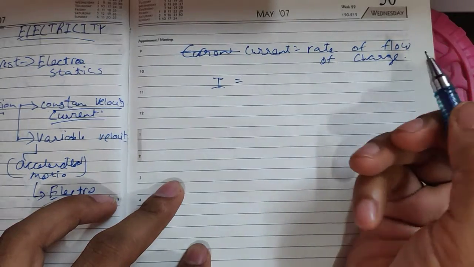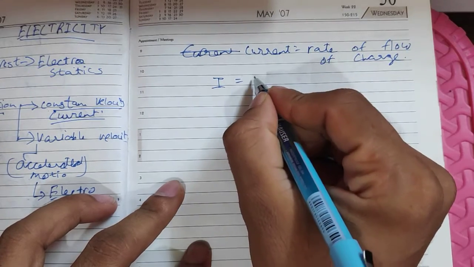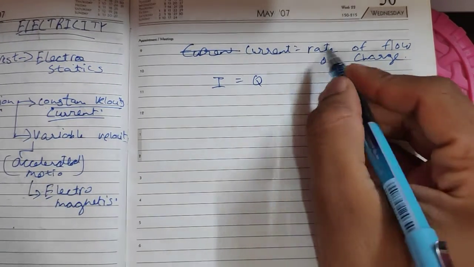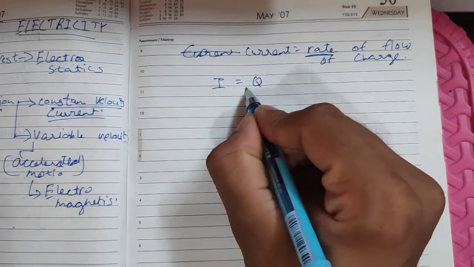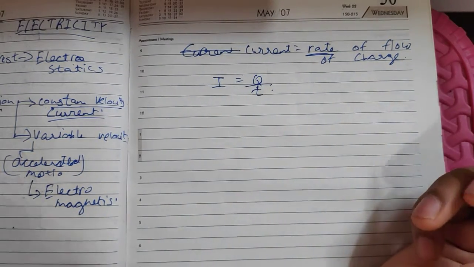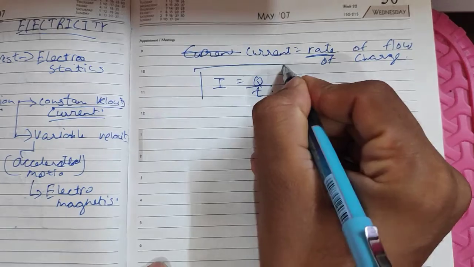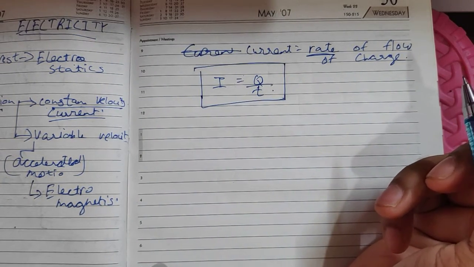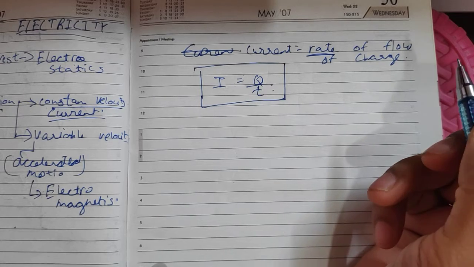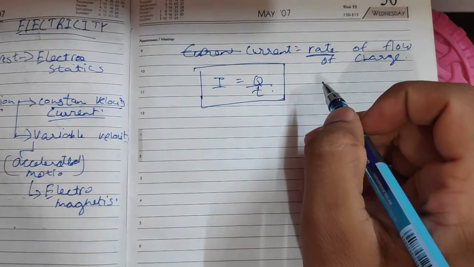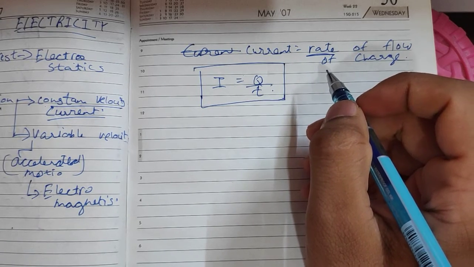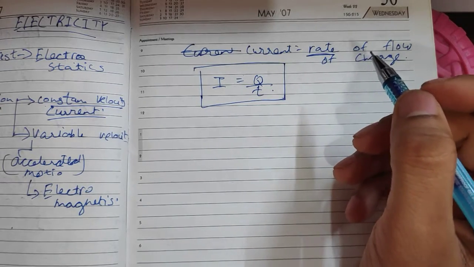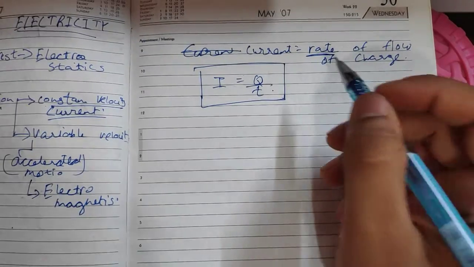If there is a steady flow of charge, then what can we write? It will be Q, that is the flow of charge, and it is said rate of flow. Rate means in what amount of time it has flowed. So this becomes the formula for current. The definition will be the amount of charge flowing in unit time. If 1 coulomb of charge flows in 1 second, then you can say it is 1 ampere current. We'll later study about the unit also.